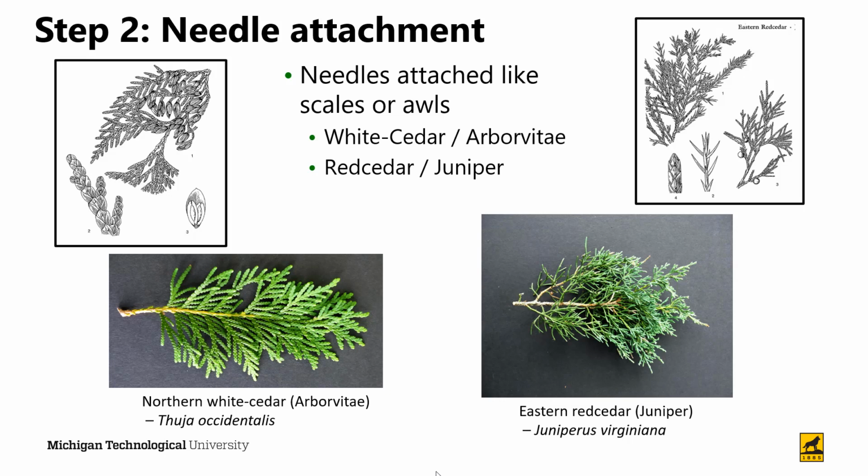Some conifers have very short needles that are clustered around the twig. These short needles look like tiny awls or scales. Examples include northern white cedar, also called arborvitae, and eastern red cedar.